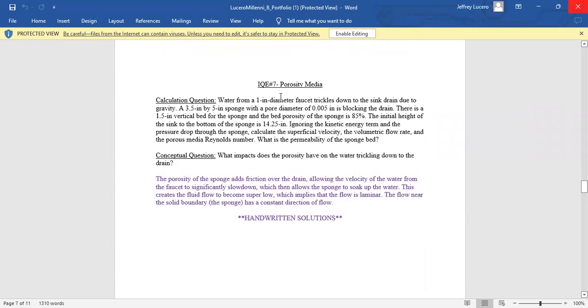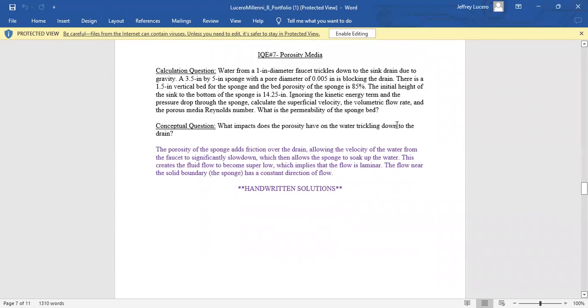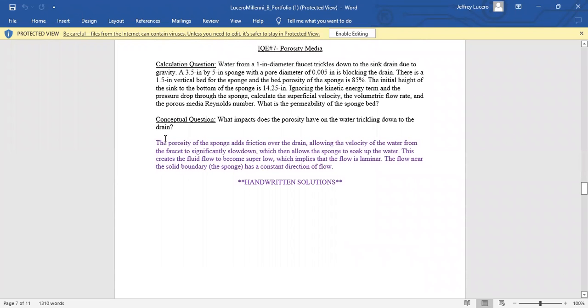So IQE number 7 is porous media. I did a water trickling from a faucet onto a sponge that's over the drain. So what impacts does the porosity have on the water trickling down to the drain? This is my conceptual question.